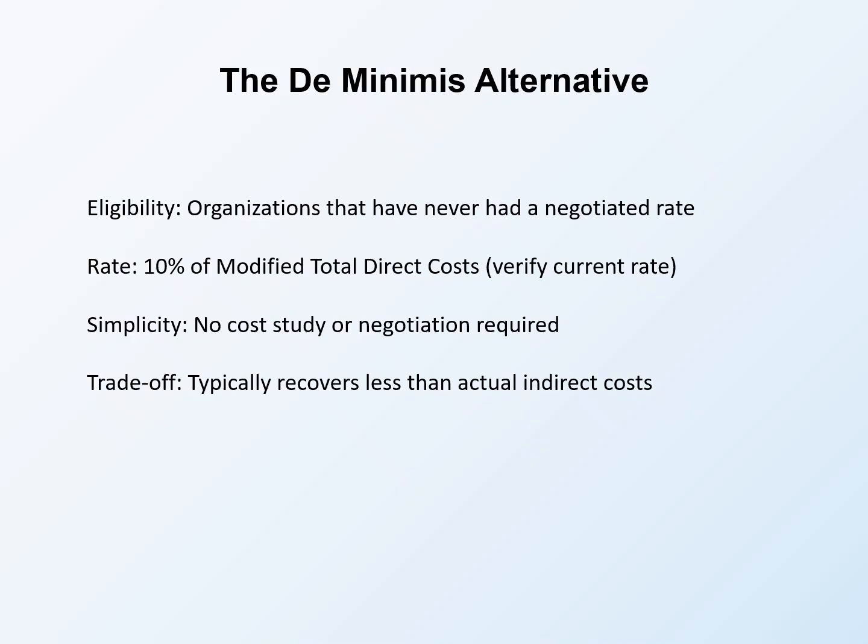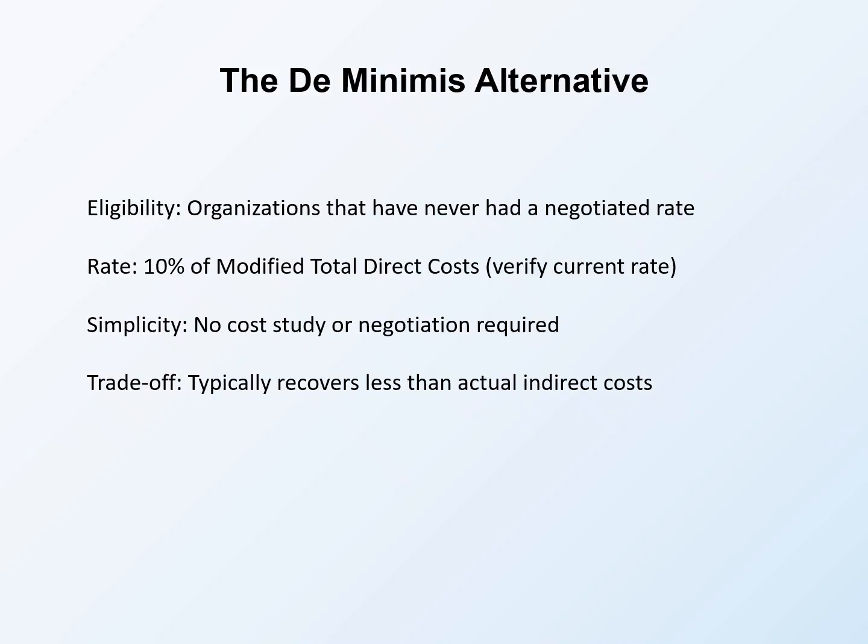This rate is specified in federal regulations and may be used without further justification by eligible organizations. Verify the current rate at ecfr.gov as it may have been adjusted. The simplicity advantage is significant. Using the de minimis rate requires no cost study, no rate proposal, and no negotiation with a cognizant agency. Organizations simply apply 10% to their MTDC. This simplicity is particularly valuable for smaller organizations with limited administrative capacity.